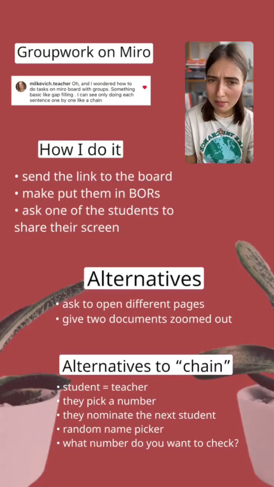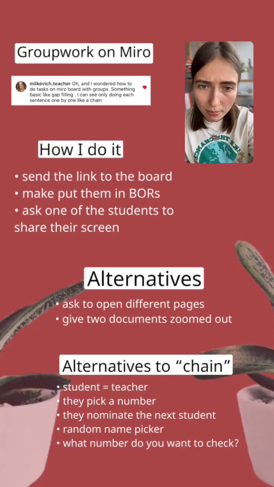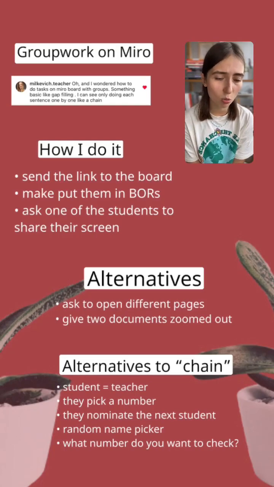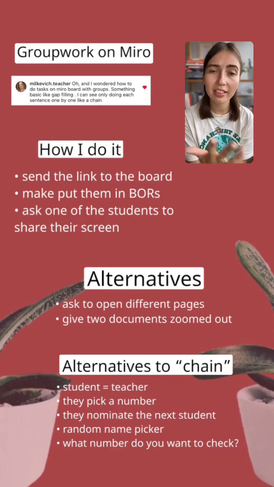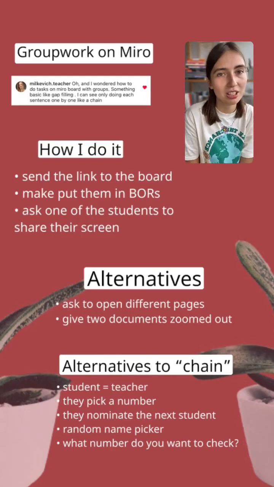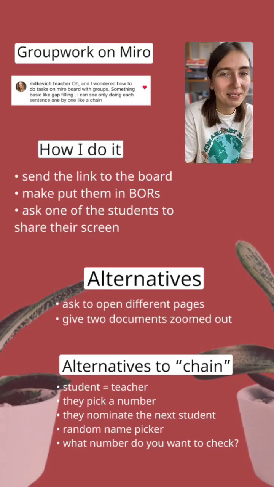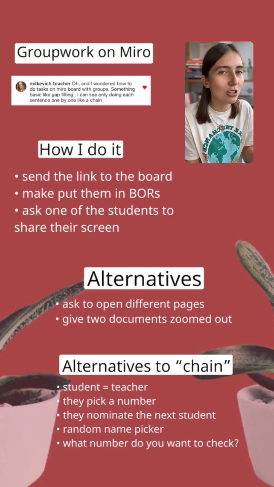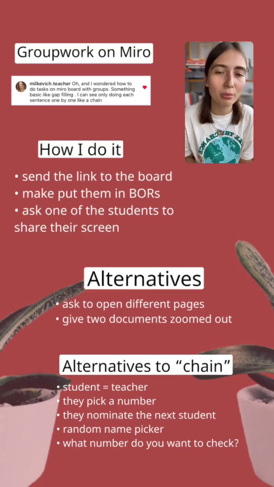You can use some random name pickers, or maybe you just don't check any numbers. You do your work individually, and then you say, are there any numbers you want to check? And you check those that they have questions about. That's pretty much it. Again, it's not really alternatives to the chain. It's variations of the chain manner, but there are ways you can do it.